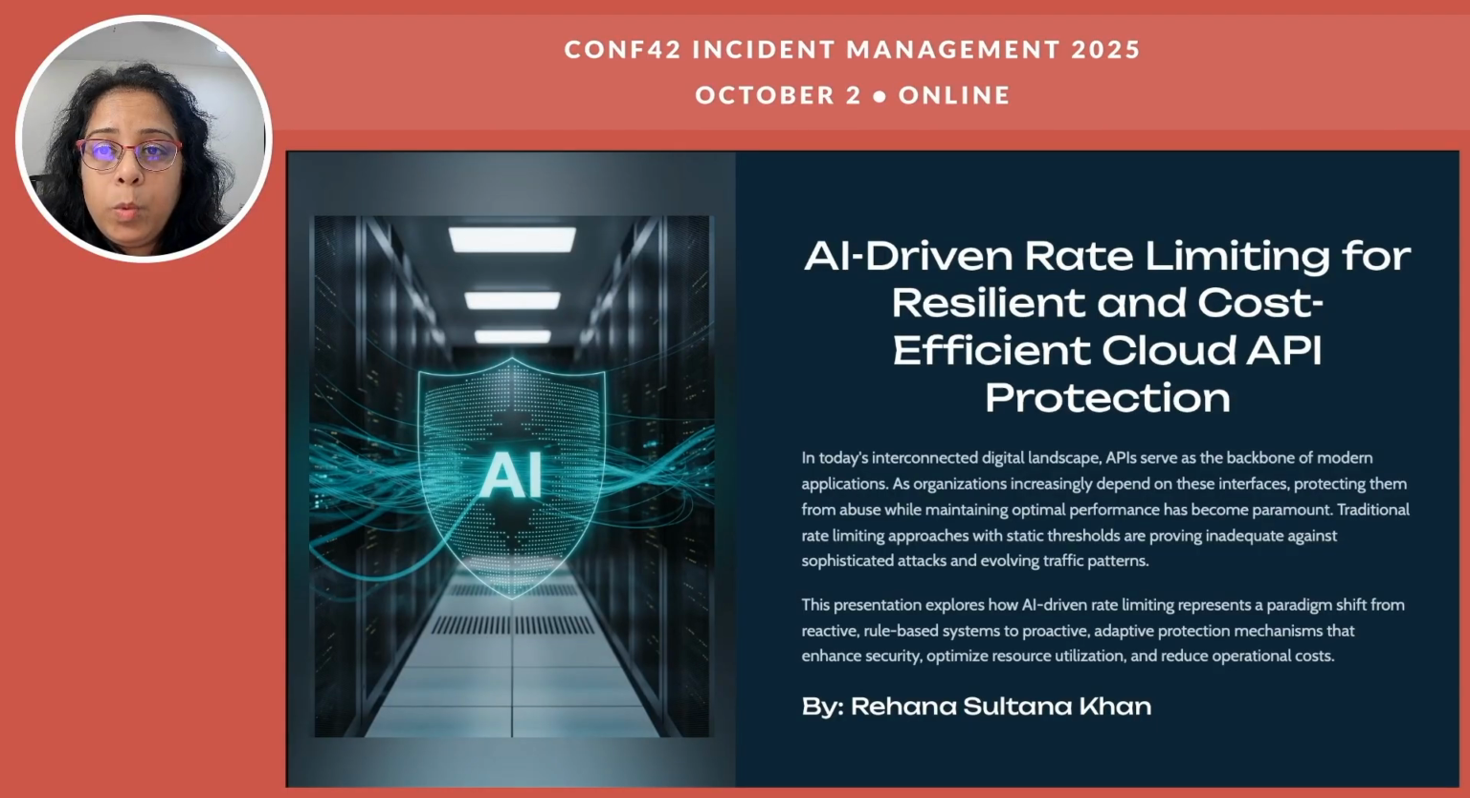And today we are going to talk about AI driven rate limiting for resilient and cost efficient cloud API protection. Wow, that's a mouthful, isn't it? And it sounds incredibly technical. Let me rephrase it. To simplify it, it's all about keeping the doors to our digital world open for you and other legitimate users and closed to attackers.